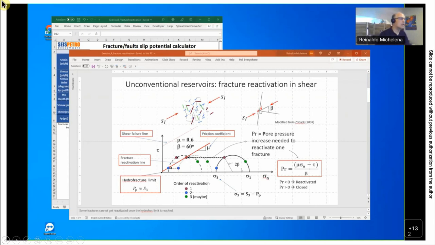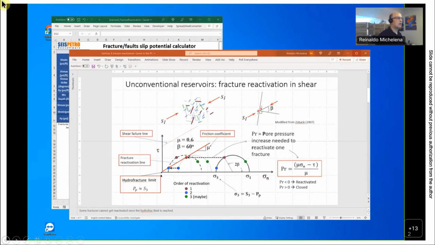Okay, you increase the pore pressure only up to a certain limit. You cannot increase the pore pressure more than the minimum horizontal stress or close to that. Maybe you can put it a little bit more, but not much more. So this is what is called the hydrofrac limit. This is a physical limit.